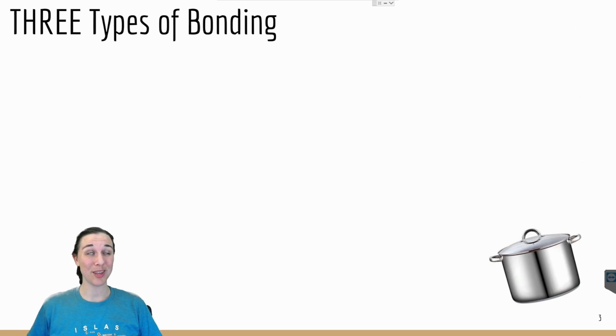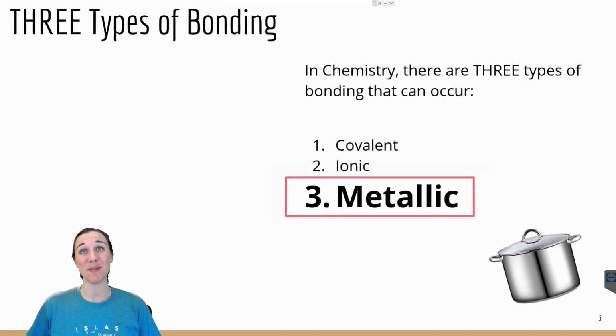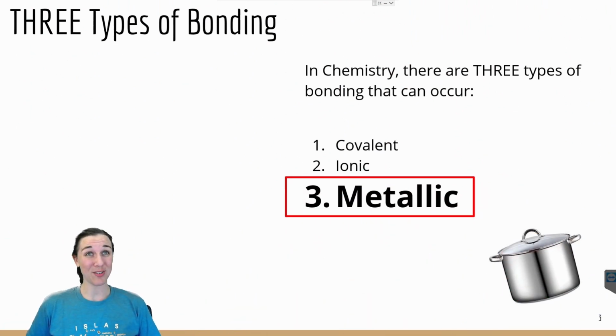I'm going to assume that you at least thought of 3 metal items, and that is what we're talking about today, our last bonding type in chemistry, which is metallic bonds. And what makes them so different and unique from the other 2 types of bonding that we've already talked about.